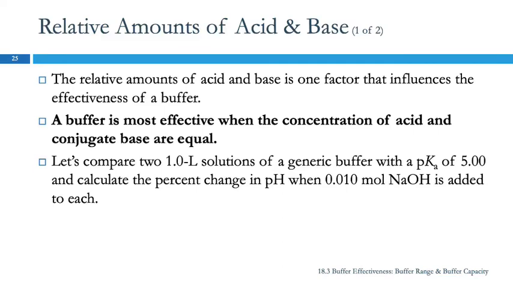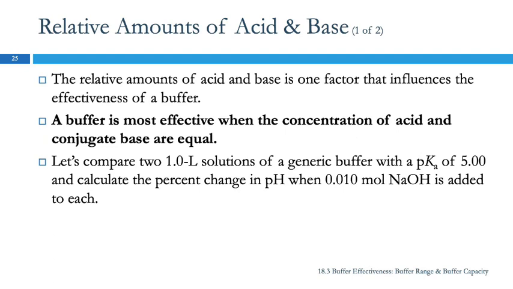So, buffer effectiveness. The relative amounts of acid and base is one factor that influences how effective a buffer is. The buffer will be most effective, able to absorb or minimize as much change, when the concentrations of acid and base are equal. So if we look at two 1 liter solutions of a generic buffer that has a pKa of 5, we can calculate the percent change in pH when 0.01 moles of sodium hydroxide is added.